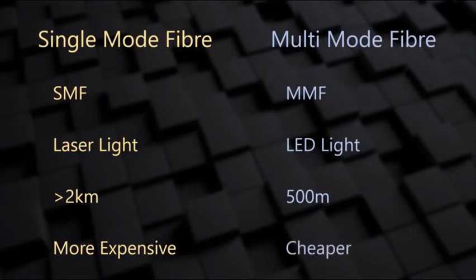Single-mode fiber, or SMF, uses a laser light. This makes it more expensive, but it is capable of much longer distances. You could easily get 2 kilometers or more, depending on the hardware you're using. You would typically use single-mode fiber between different buildings.